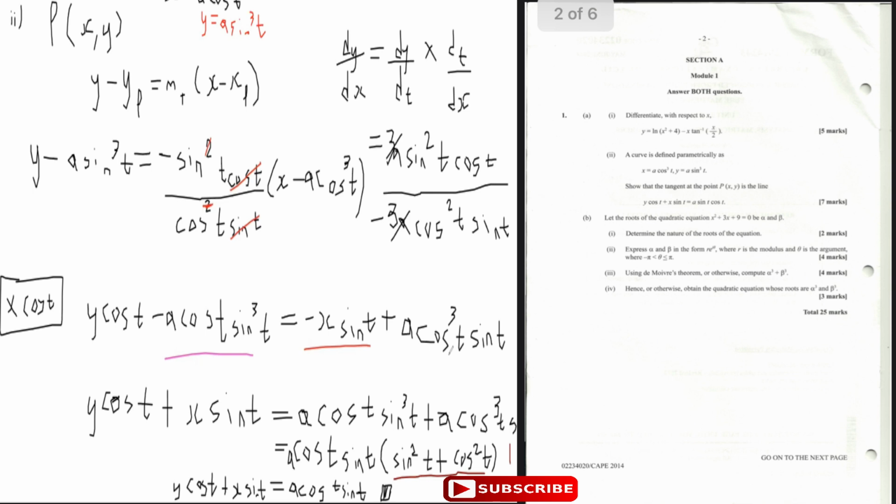Now we're finished with differentiation. It should be complex numbers now. Yes, let's go to complex numbers. Part B, complex number time.